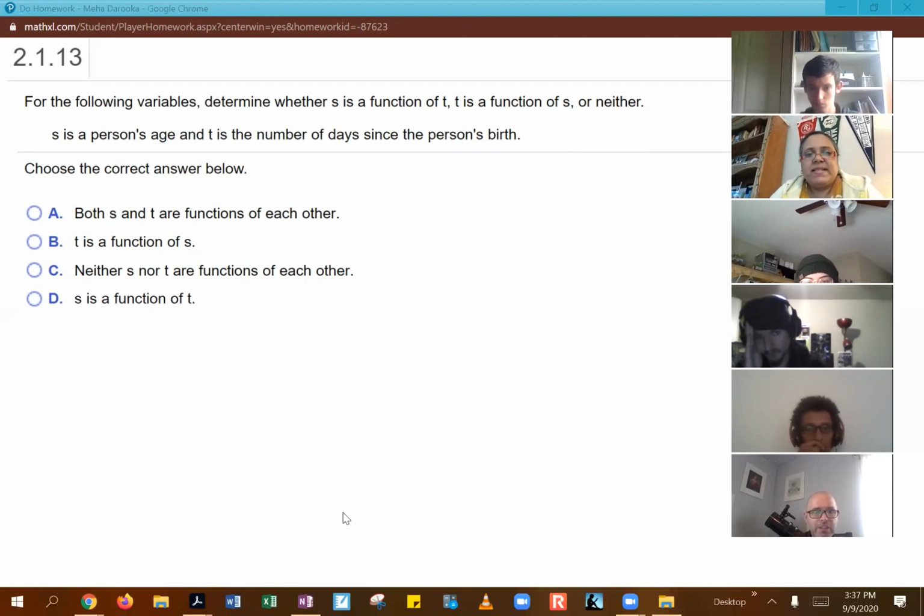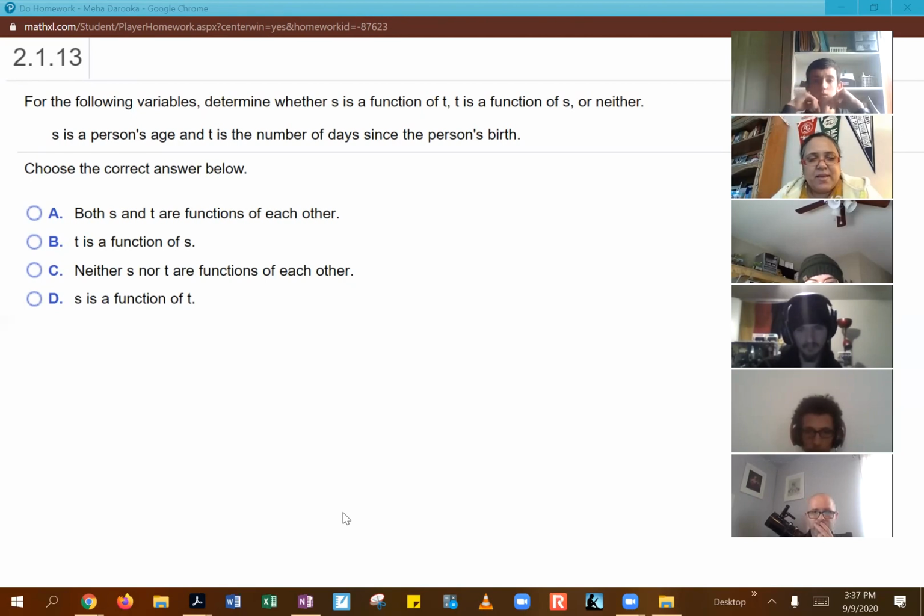Now remember, when they're saying S is a function of T or T is a function of S, like for part B, when they say T is a function of S, that means if you know S, you should be able to calculate T. If you look at option D, where they're saying S is a function of T, that means you should be able to calculate S if you know what T is. So just make sure you're understanding that terminology, okay? All right, go ahead, send your answers in.